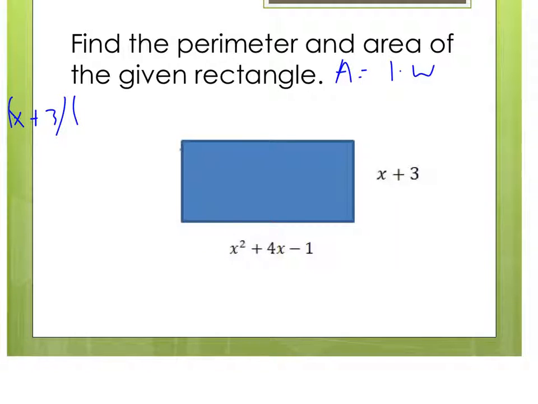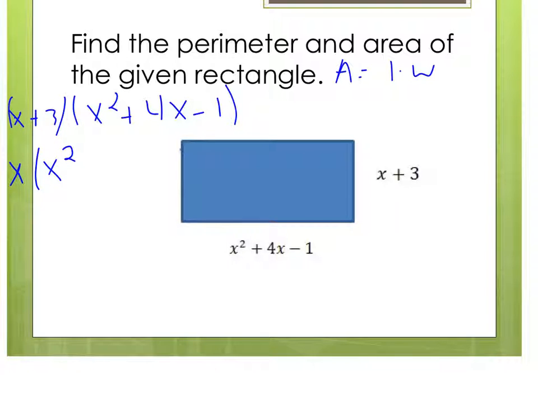And we're going to multiply that by x squared plus 4x minus 1. In order to multiply a binomial times a trinomial, we're going to rewrite the problem, and we're going to multiply everything by the first term of the binomial, and then everything by the second term of the binomial. And here's what that looks like.